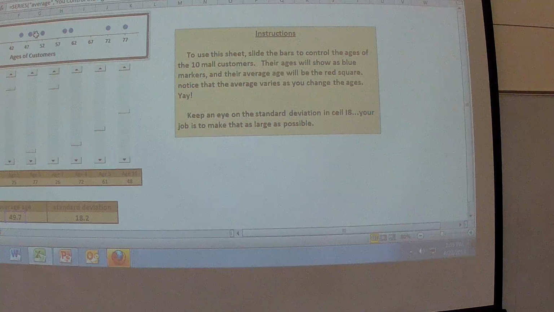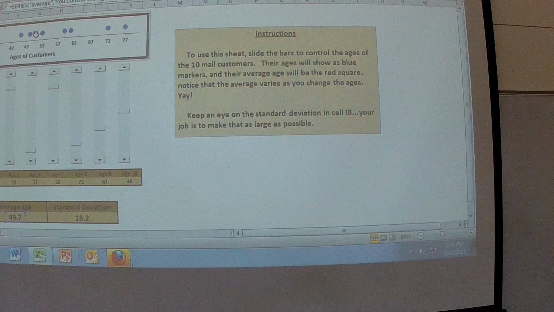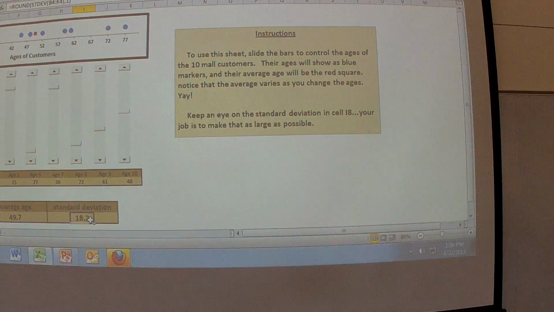So what you needed to do with this one was to mess around with the ages to figure out how big a standard deviation you can get. Right now it's at 18.2. So our average distance from average is about 18.2 years. Can we make that larger? Kelsey says, yes, we sure can. So let's just grab one. Kelsey, give me an idea. Put a couple of them all the way, the oldest, and a couple of them the youngest.